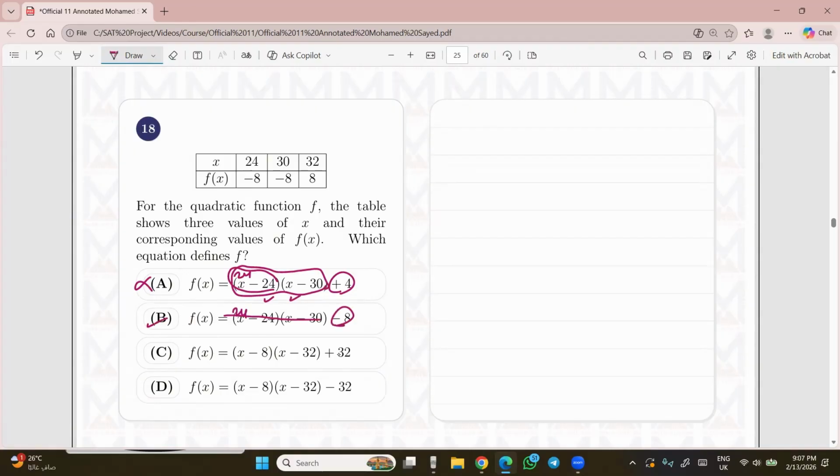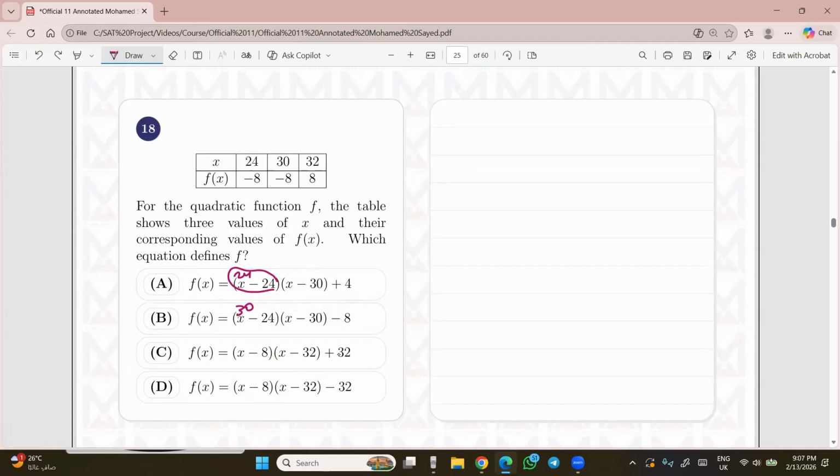But let's check the other number, 30. So replace x with 30 here. 30 minus 24, forget about it. But 30 minus 30 is 0. And the 0 cancels all of this, and we have negative 8, the resulting number, which is okay.